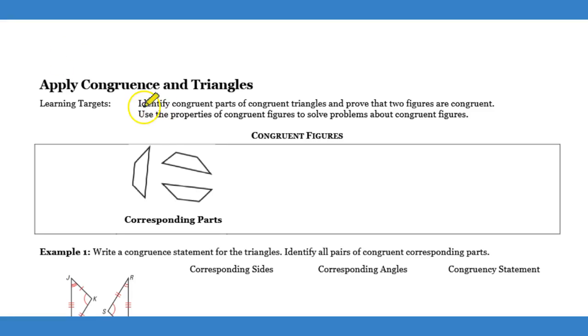Apply congruence in triangles. In this lesson we want to be able to identify congruent parts of congruent triangles and prove that two figures are congruent. And we want to use the properties of congruent figures to solve problems about congruent figures. So what is a congruent figure?